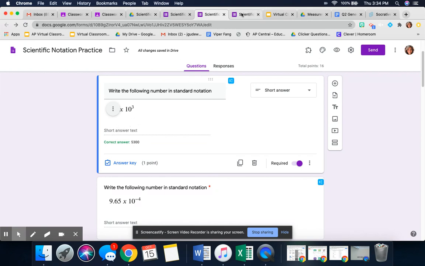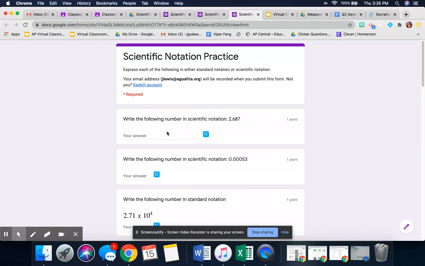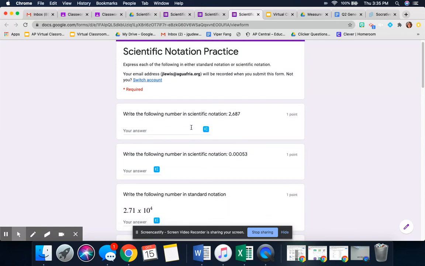Oh, I'm sorry, I'm not on the right one. Here we go. I'm glad that we got this one instead. Write the following number in scientific notation. Okay, so it's hard to write in scientific notation on a Chromebook, right? But what you can do is you can write 2.687, and the reason why I put the decimal right after the 2 is because I only want to have one number in front of my decimal.